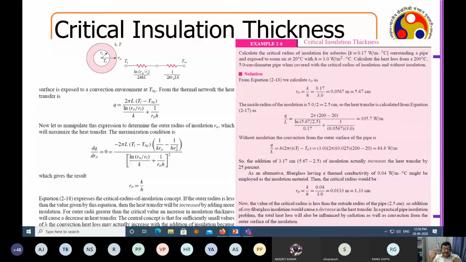Now I am putting the value to be 0. Of course, the second derivative will decide whether it will be maximum or minimum. But if I put this first derivative to be 0, this will give me a condition R0 equal to K by H. So suppose I put R0 exactly to be K by H. So I know Ri is fixed. Now a company has given me the job: how much insulation should I provide?